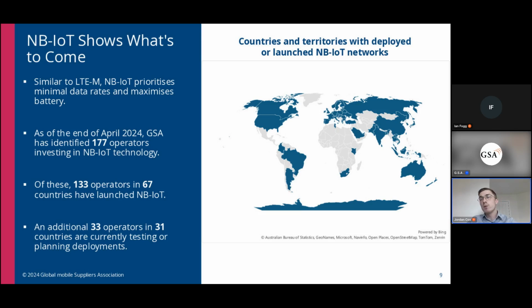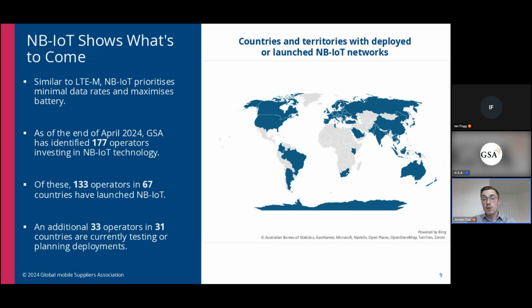And as of the end of April 2024, the GSA has tracked 133 operators in 67 countries that have deployed or launched NB-IoT technology. Examples of operators that have launched NB-IoT include the likes of Vodafone across numerous markets such as Germany, Czechia, India, Spain, and Turkey, Free in Hong Kong, Reliance in India, and SK Telecom in South Korea.